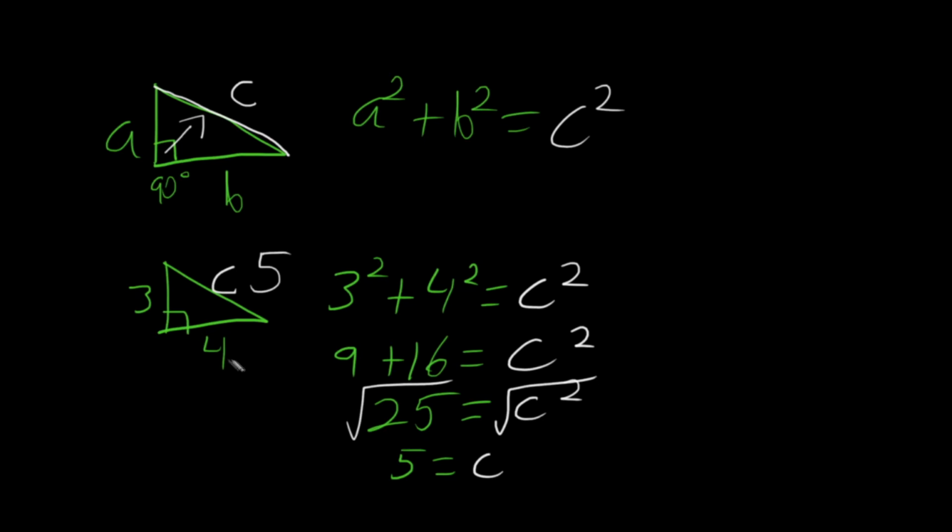As far as the units, those do not matter. If it was 3 inches and 4 inches, then the hypotenuse is 5 inches. If they were meters, it would all be the same. If it was miles, same thing. Let's look at another example.